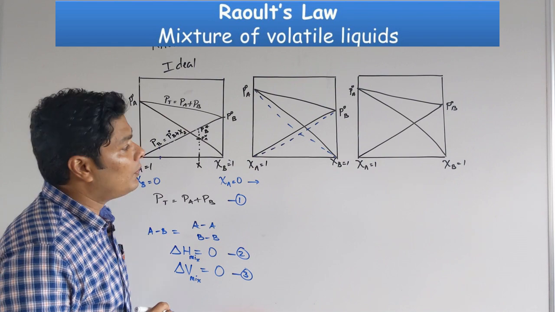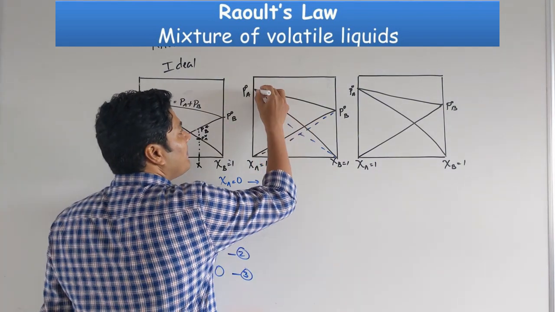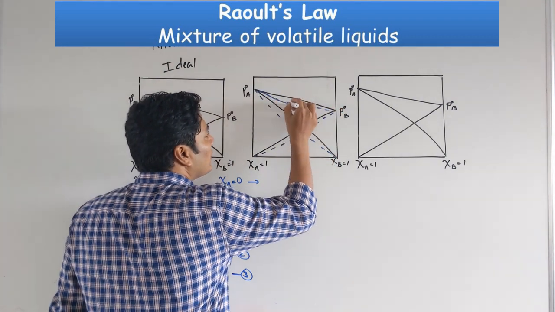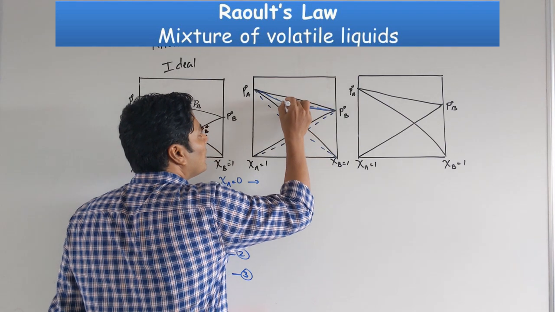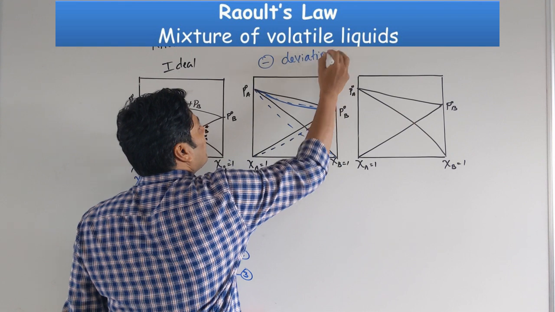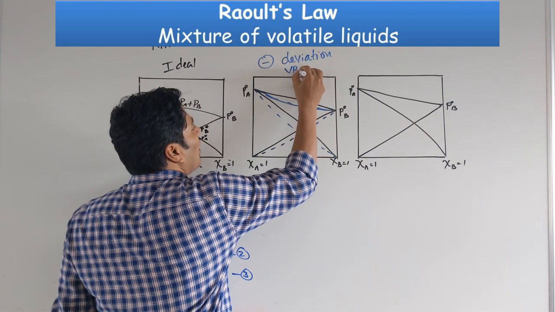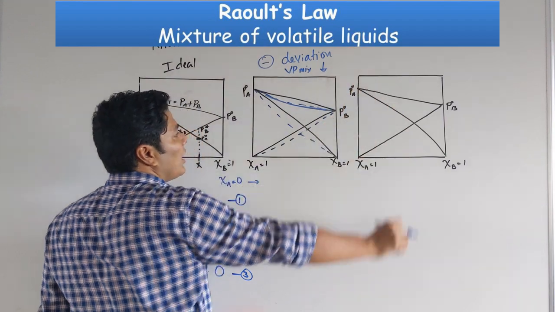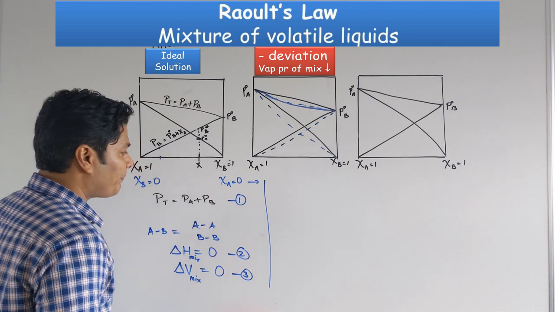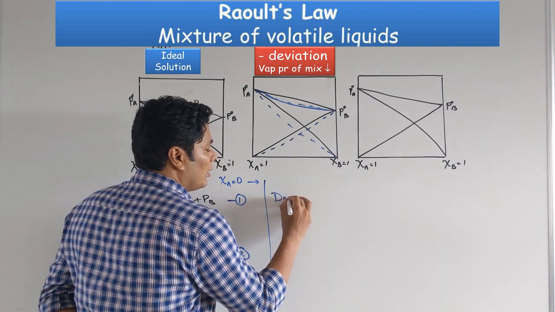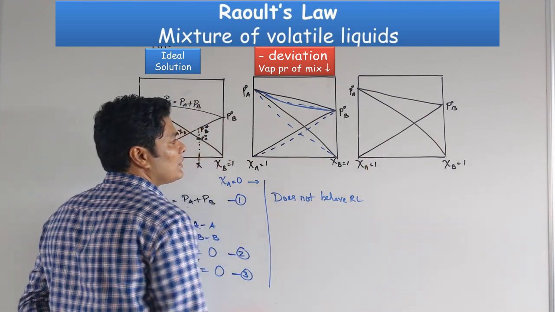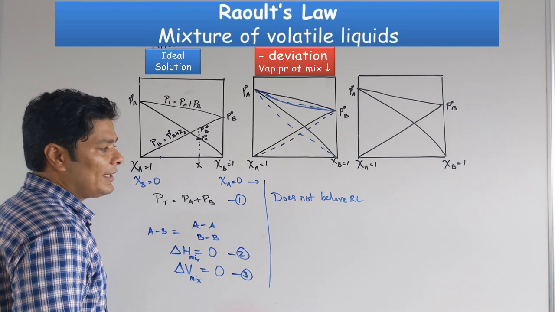okay. Now, what will be the sum total when I mix the mixtures? So, it will also follow the same pattern. Now, this is what is called negative deviation of Raoult's law. Vapor pressure of the mixture goes down compared to ideal solution. So, now what has happened here is, it does not behave Raoult's law, okay. It does not behave Raoult's law.